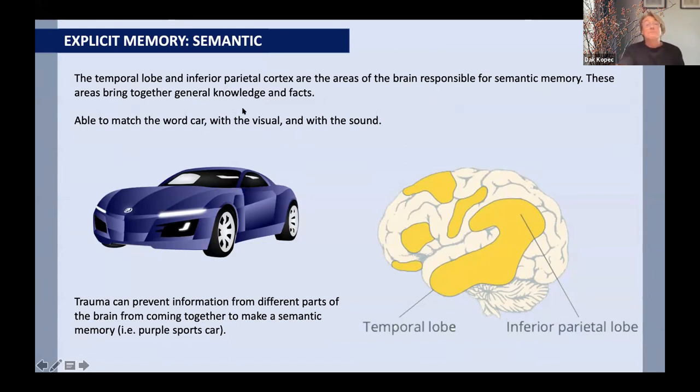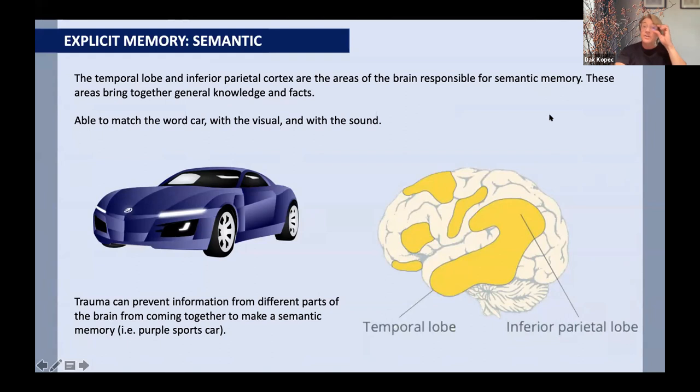So here you start to look at how we're able to match the word car with the visual, with the sound. Now that is all found in the temporal, which is just the sides. It's this part right here. Those are your temporal lobes. Your parietal's on top. And inferior just means it's underneath the top. That's all inferior means.